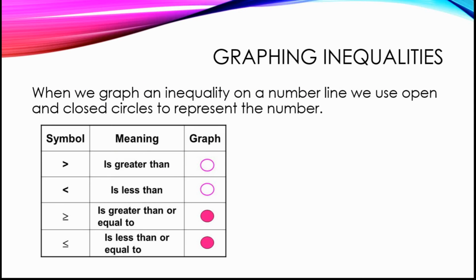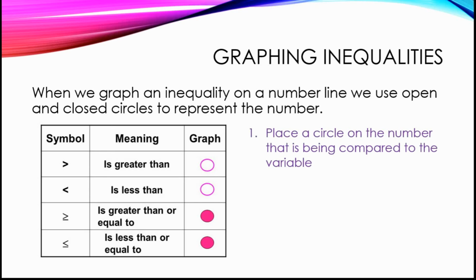Once you have solved, we want to be able to graph an inequality. So when we are graphing, we use either an open circle or a closed circle to represent the number. And there's a little chart here to show you which one of those we're going to use. So if you are using the symbol of greater than or less than, that means your answer has to be greater than or less than the number we are comparing to. It cannot be equal to that number, so we're going to put an open circle.